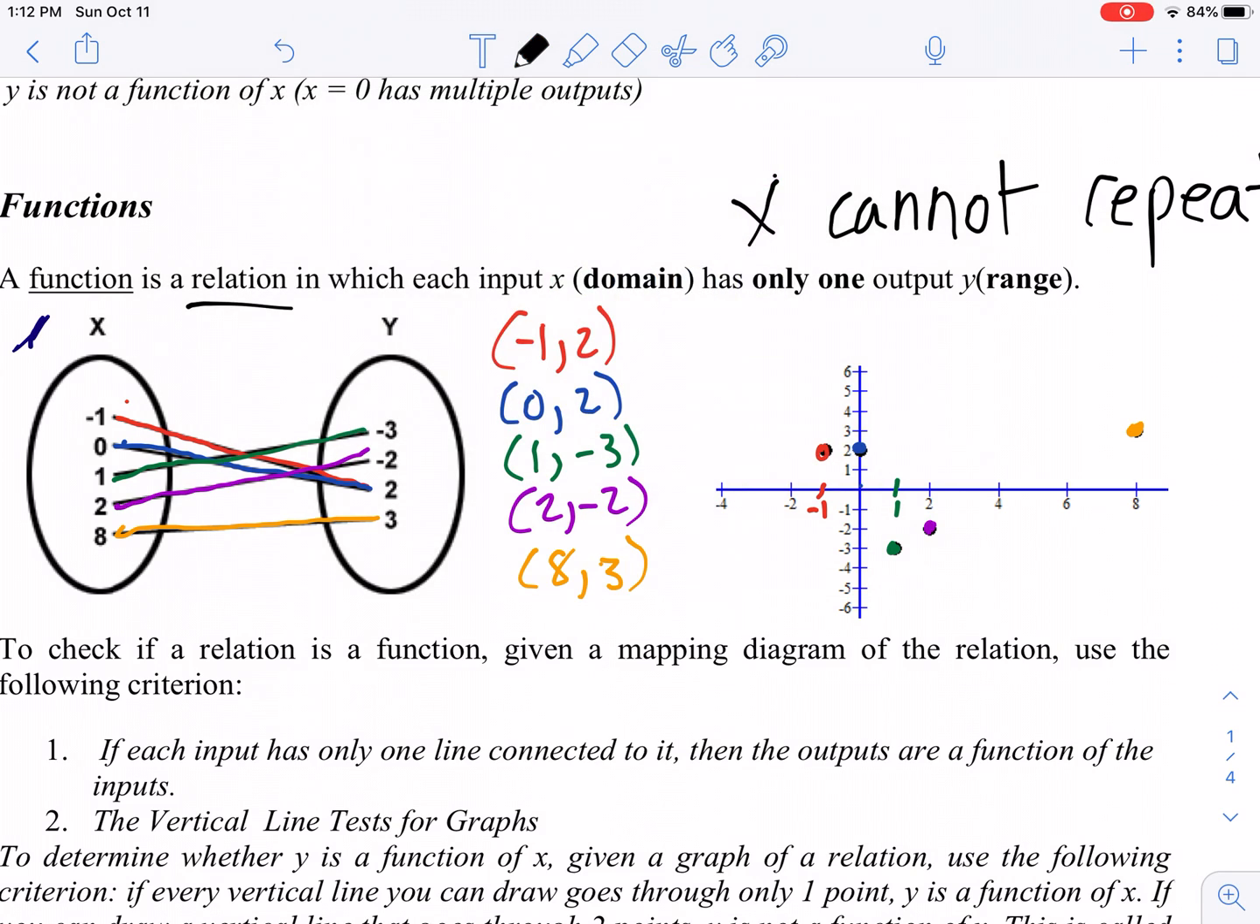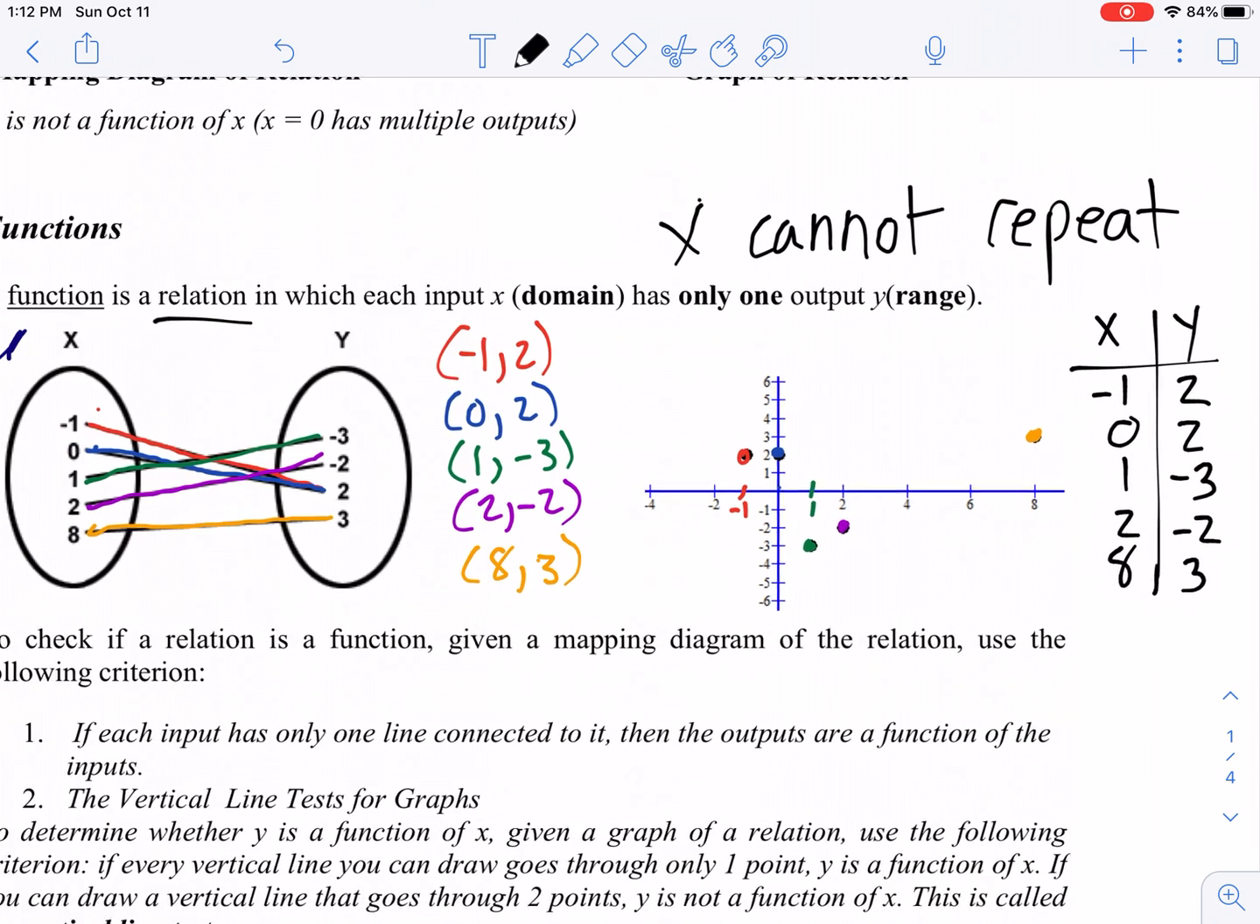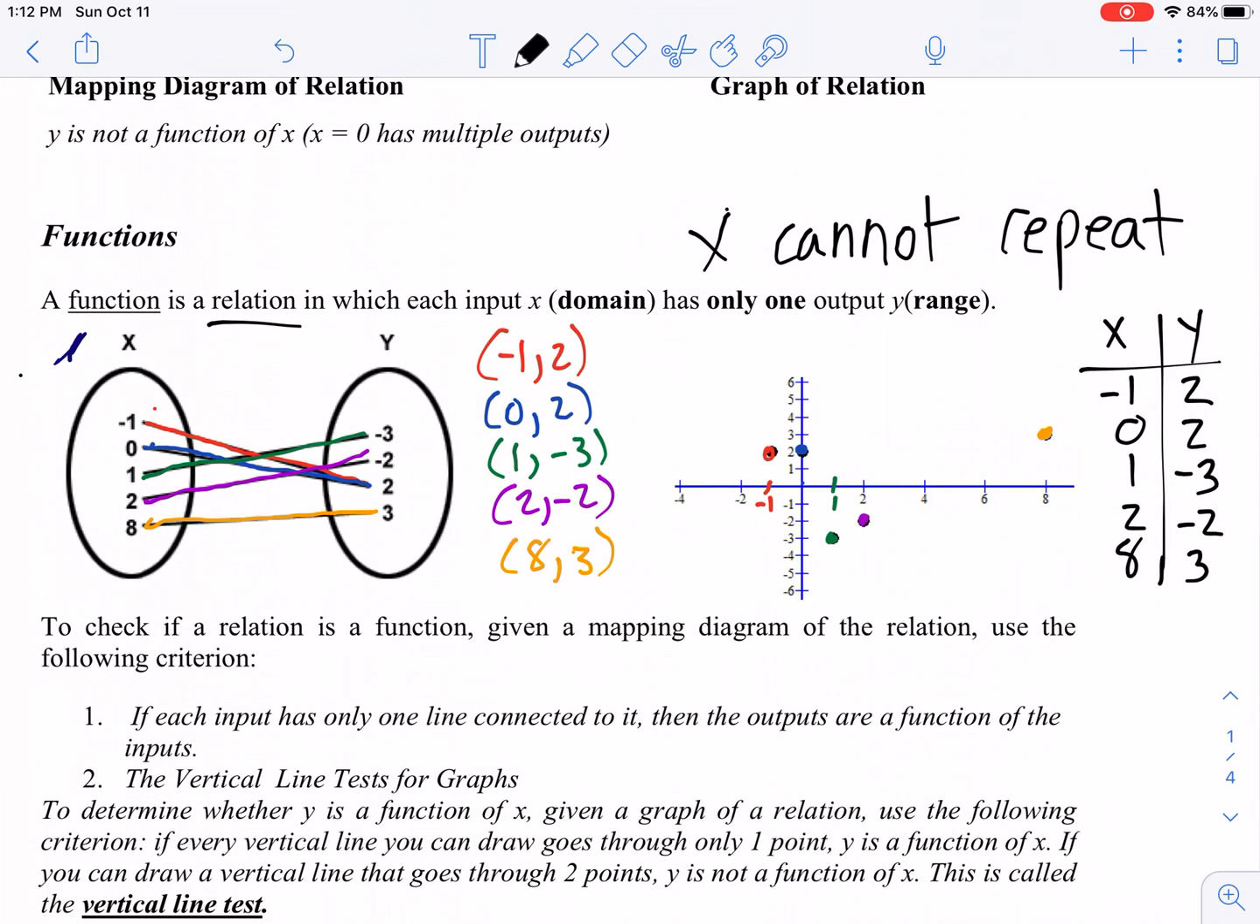I also want to show you the table, though. So remember, we could also represent this as a table where we have x as the input, y as the output. Well, in the first one, we have -1 being paired with 2, 0 being paired with 2, 1 with a -3, 2 with a -2, and 8 with 3. Okay, so all of these represent the exact same relation that we're talking about now. Now, what we want to decide, is it a function? Remember, a function, each x can only have one y. In other words, if we see an x repeat, it is not a function.